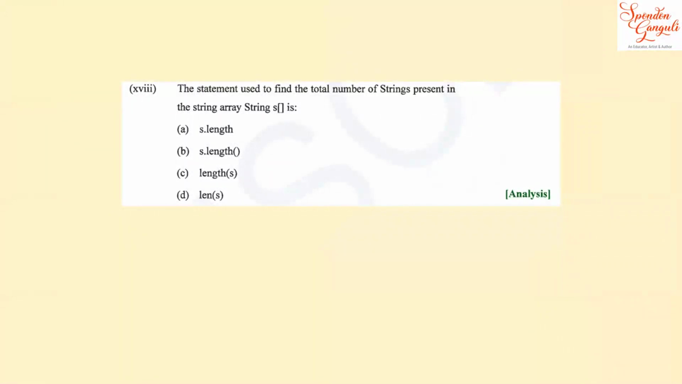18th question. The statement used to find the number of strings present in a string array is... Now it is an array. So the answer is option A, s.length. Option B is actually the length function to get the length of a string, whereas option A, without parentheses, length, is a property of an array that counts the total number of elements present in an array.